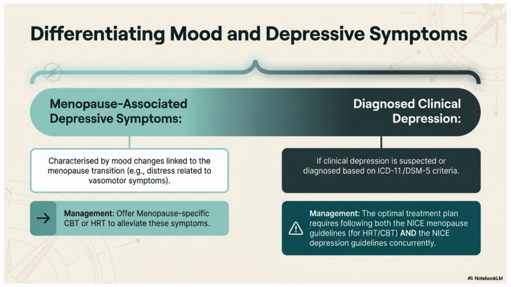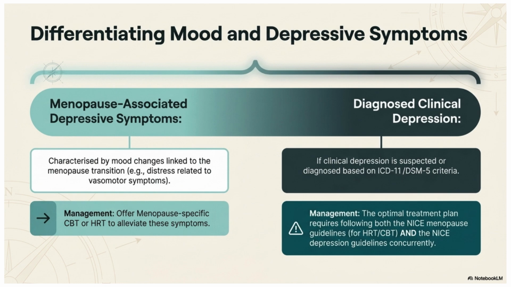Not every episode of low mood during menopause is clinical depression, but depression must not be missed. Menopause-associated depressive symptoms may include tearfulness, irritability, reduced confidence, or low mood, beginning alongside menstrual change, disturbed sleep, and vasomotor symptoms. They do not meet the full severity, duration, or functional criteria for a depressive disorder. HRT may be considered when these milder symptoms begin around the same time as other menopause symptoms. Menopause-specific CBT is another evidence based option.